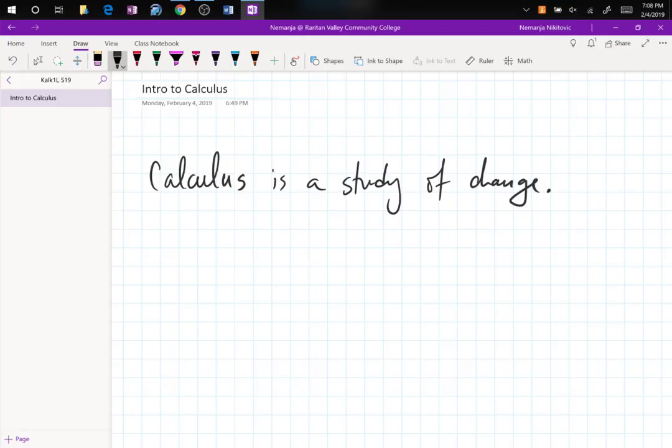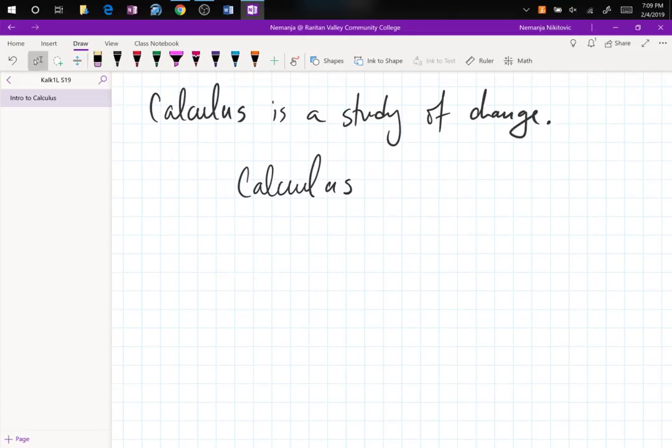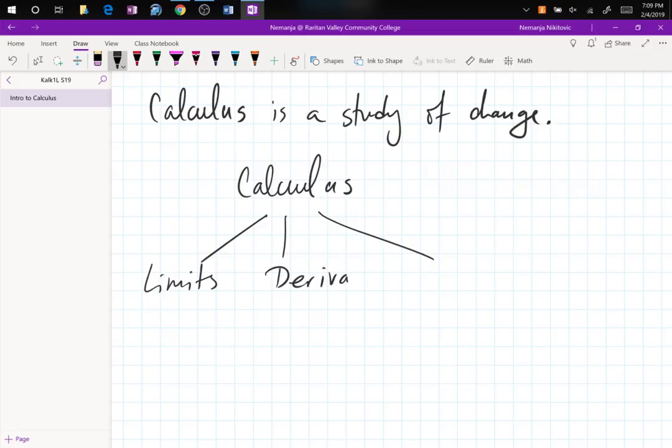Calculus will consist of 3 different concepts: limits, derivatives, and integrals.